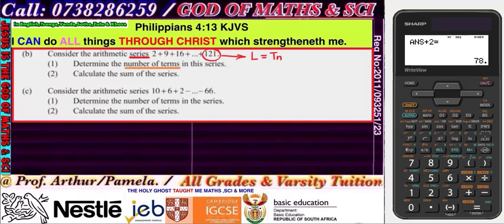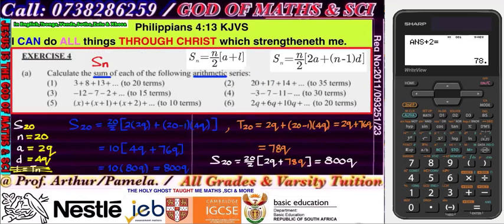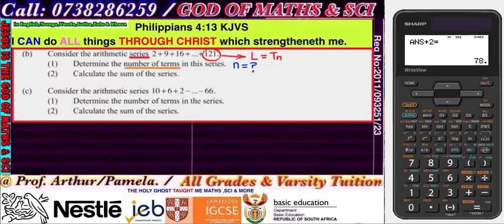What are they asking you? The question says find N. That's the question mark. What is N? So you can use it using this last term formula. You can use it using the SN formula. It doesn't matter. Both of them will work.